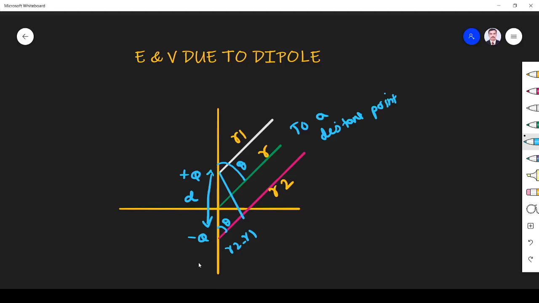Hi students, welcome to the session on E and V due to dipole. So this is a very important derivation and a compulsory question also. Here we are having a dipole.